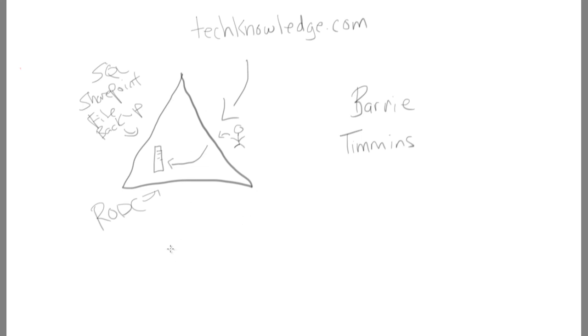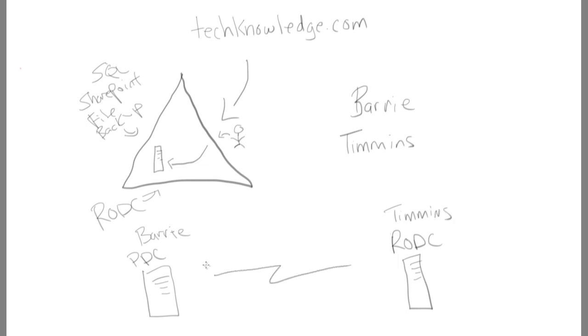So, for instance, we have our server over here, our primary domain controller. That's located in Barrie. And then we got our read-only domain controller, which is located in Timmins. Now, connecting these is going to be a WAN link. Okay? So a WAN link is a wide area network.